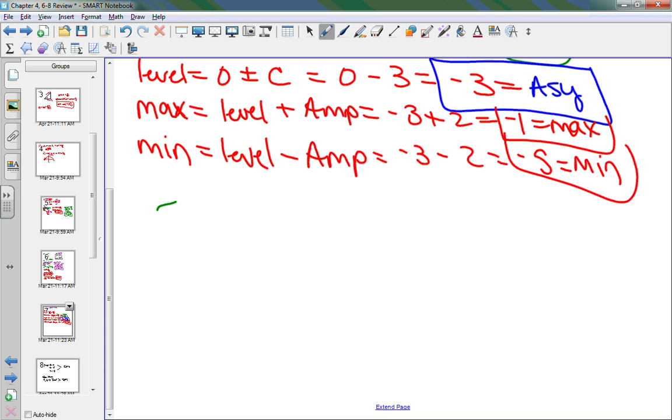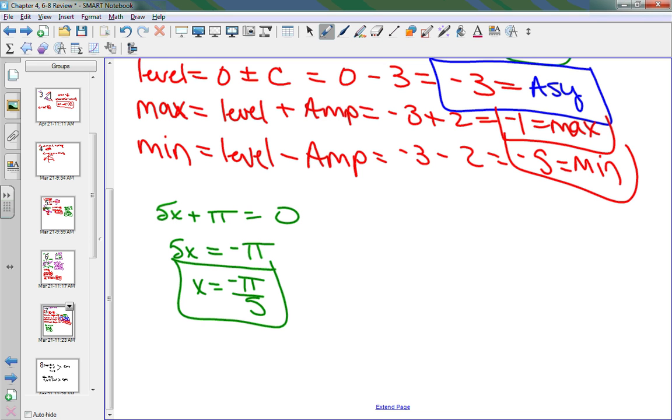Okay? Now I have to change my starting point. So I have 5x plus pi, typically starts at 0, so 5x equals -pi, so x starts at -pi over 5. That's where this thing's going to start, right? Where's it going to end? It's supposed to end at typically 2 pi, so 5x is equal to pi, and x is going to end at pi over 5.